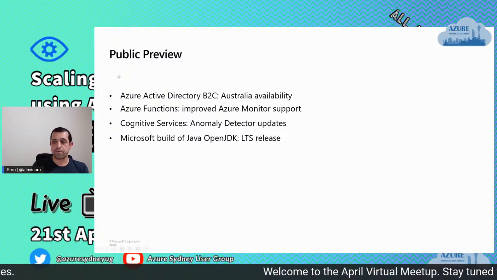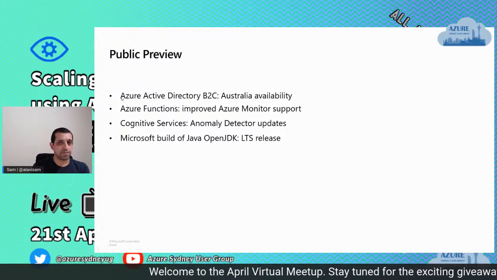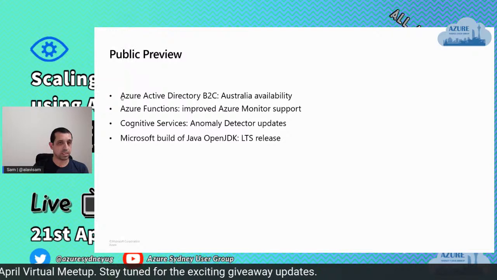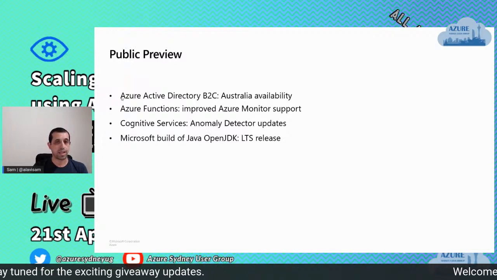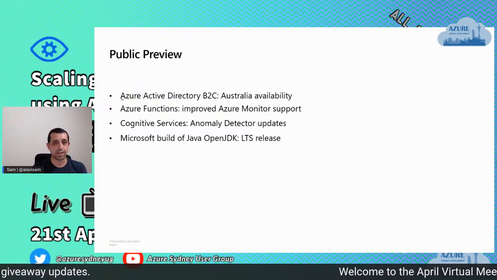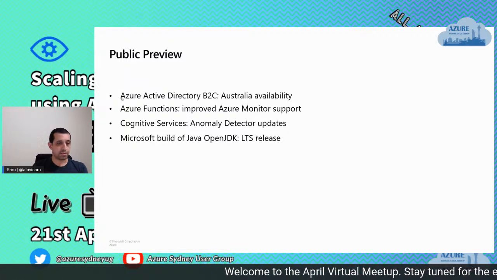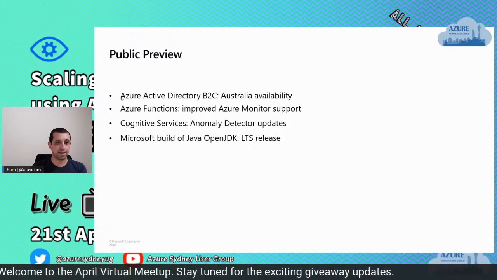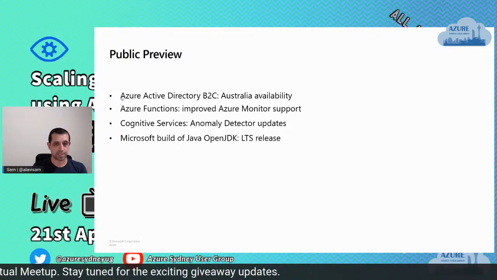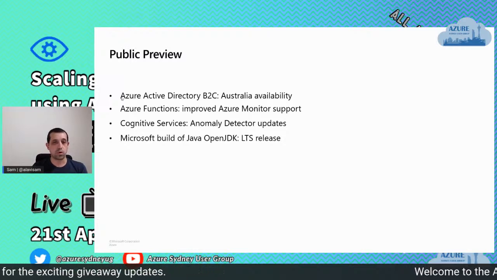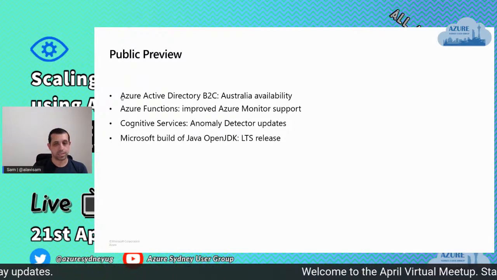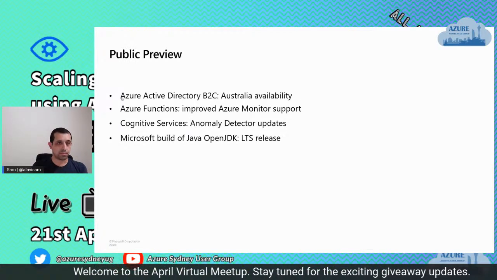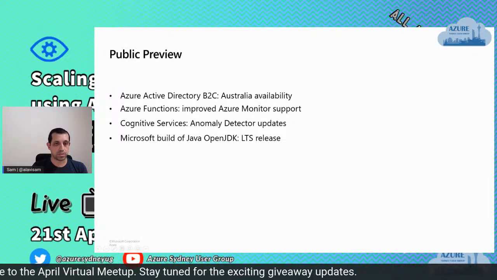As part of the public preview, there is a long-awaited feature now available in Australia, which is Azure Active Directory B2C. Starting April 9 this year, we can create and host Azure Active Directory B2C instances within Azure Australian data centers. That means you can keep your user data and anything related to authentication for Azure B2C inside Australia, rather than previous instances being hosted outside Australia.